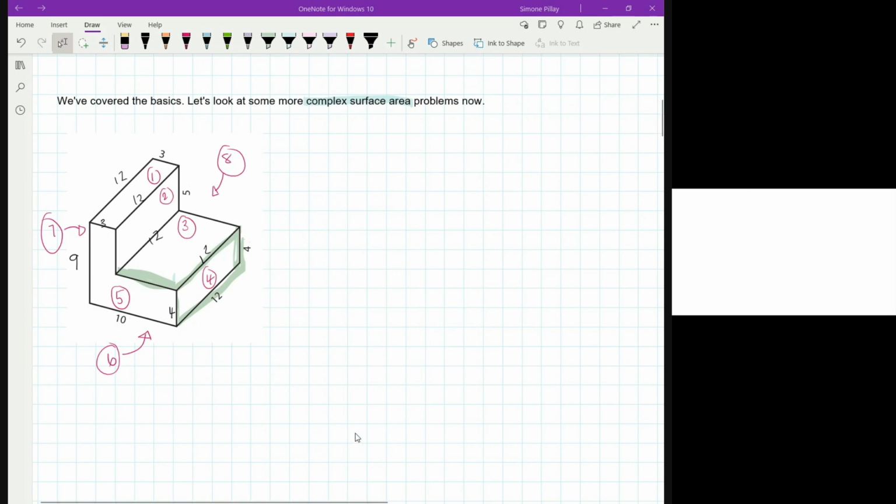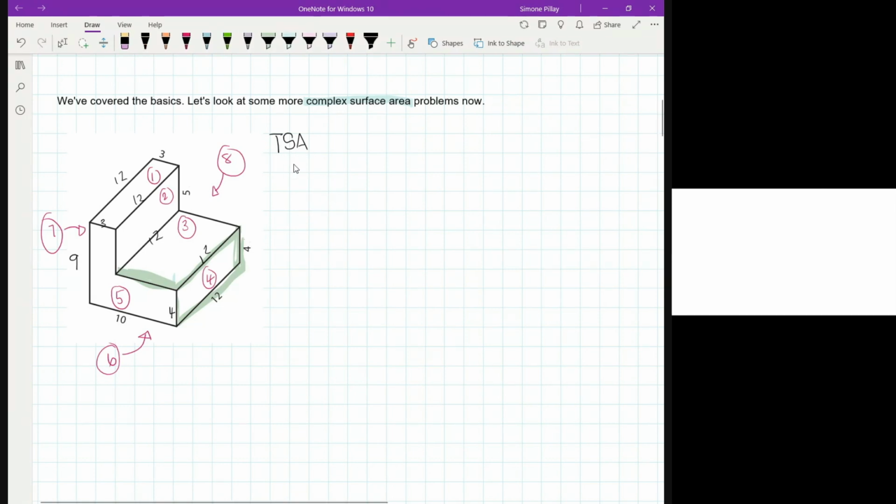So let's go and put this. We're doing surface area, okay? So total surface area, and you'll see sometimes the abbreviation used is TSA.